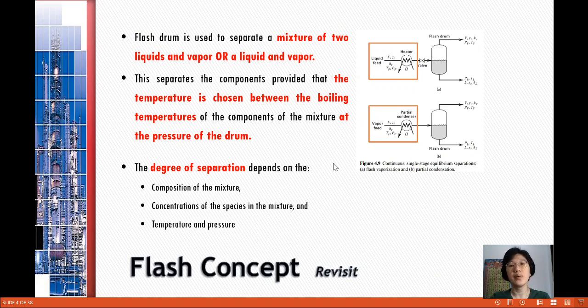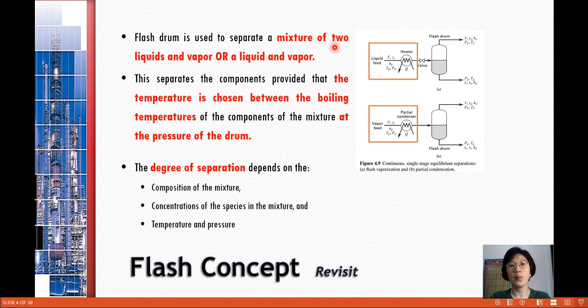So let's continue about the flash drum, a little bit more detail. As I mentioned before, it is used to separate a vapor liquid mixture. So the feed should consist of either two liquids and vapor or a liquid and vapor. Normally we will have a liquid and vapor, not a problem.